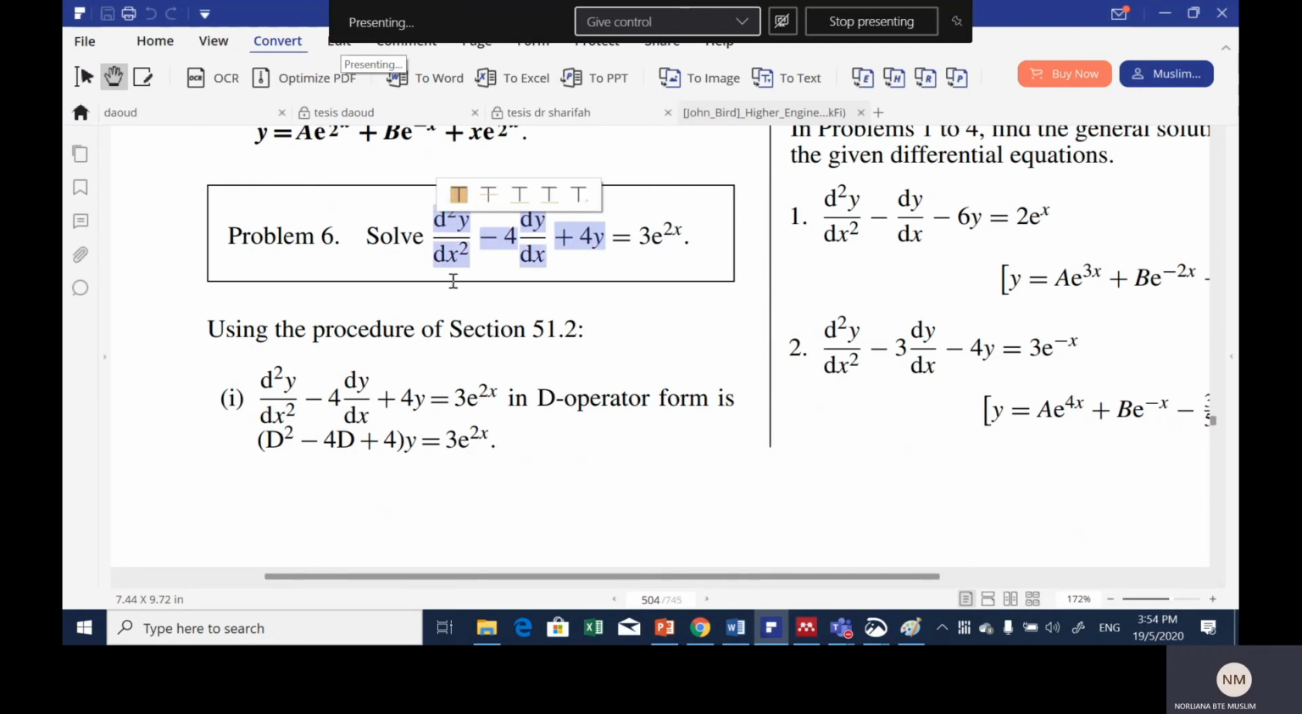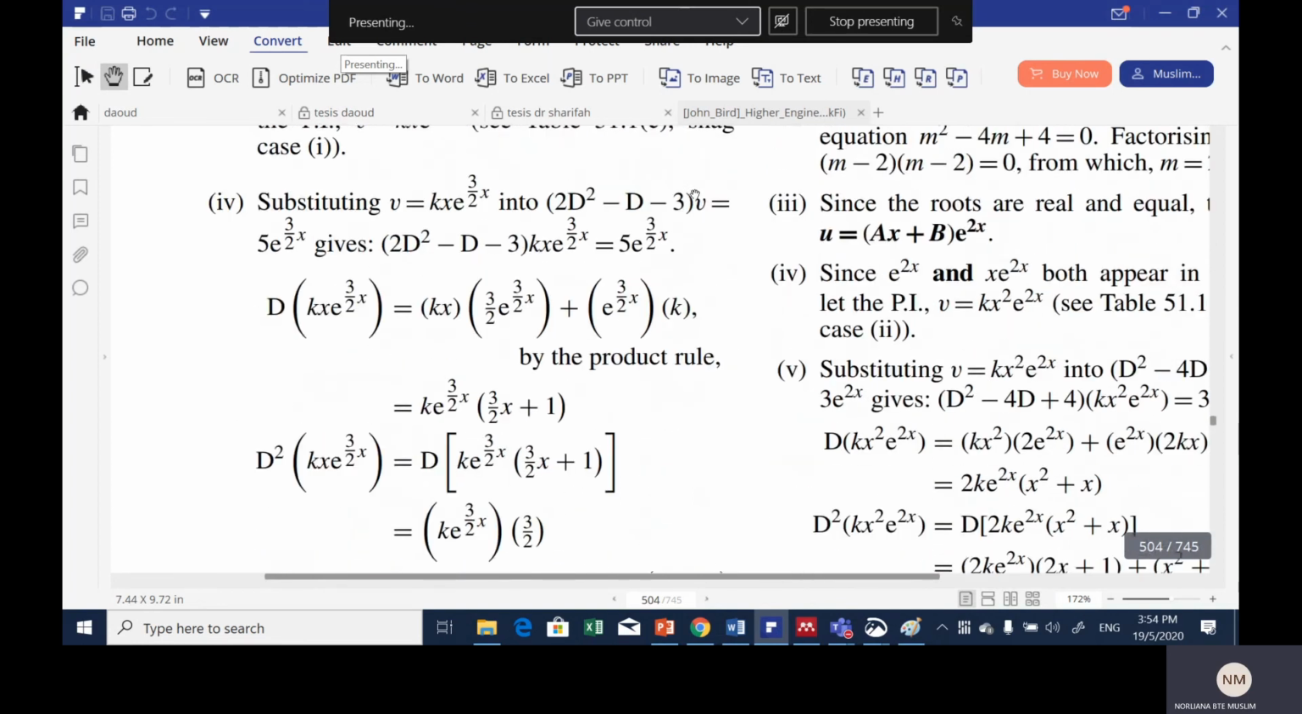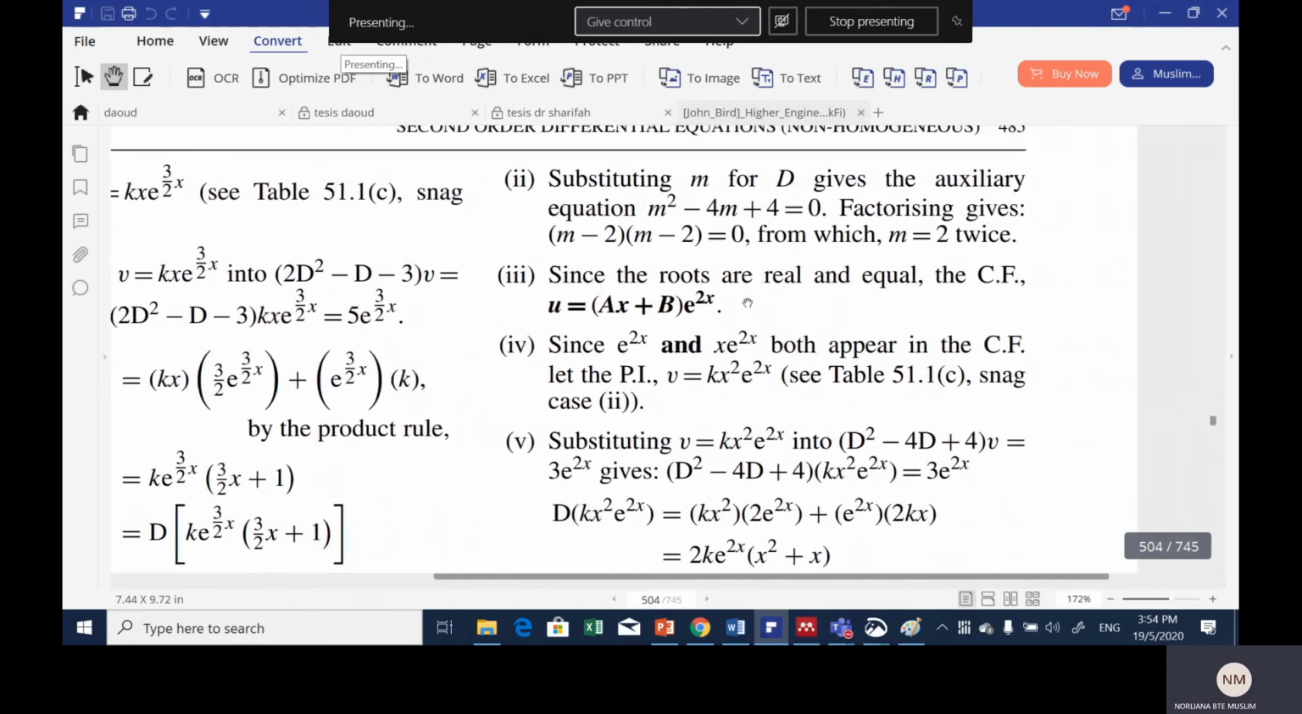In the auxiliary form, this is written as m squared minus 4m plus 4. So you key in the values in your calculator, get the solution, and we will find that the root for that quadratic is m equal to 2. So the roots are real numbers and equal. So this is the yc. You may refer to the one from the guideline.